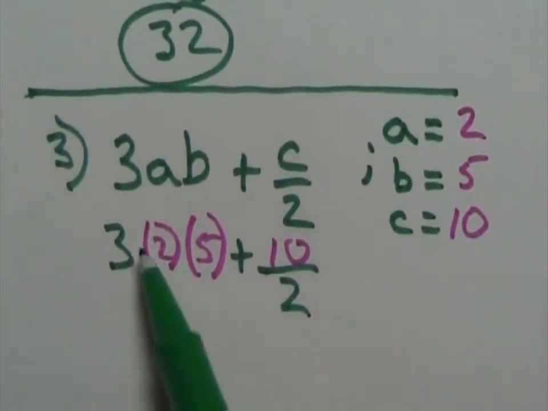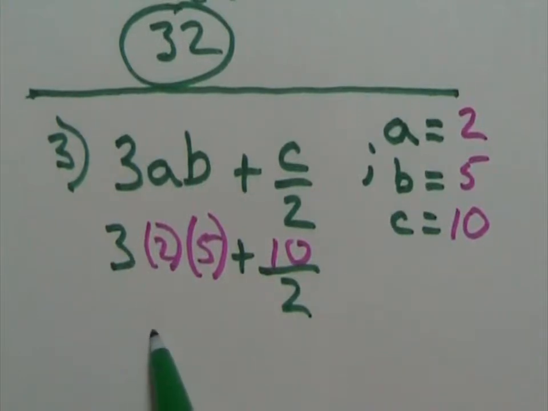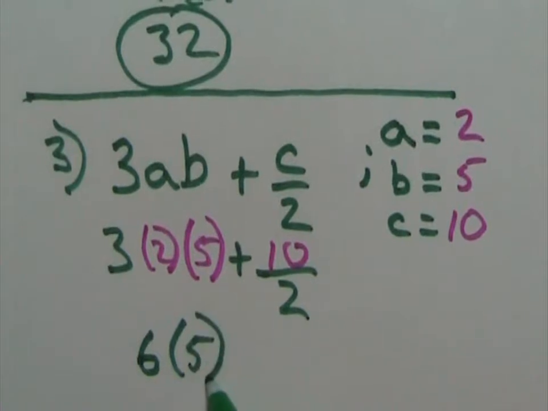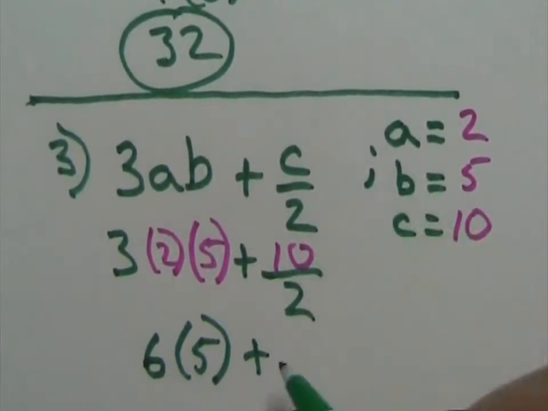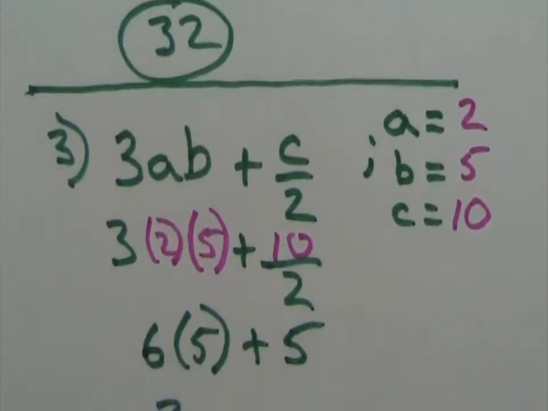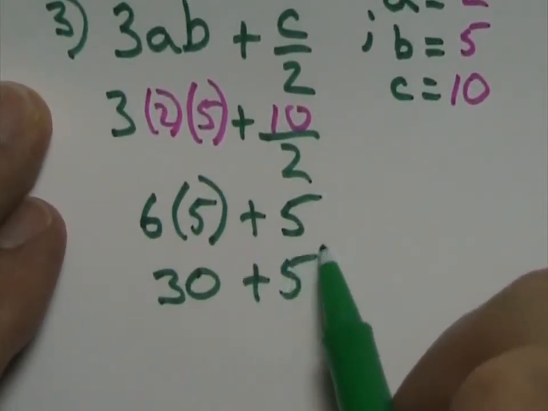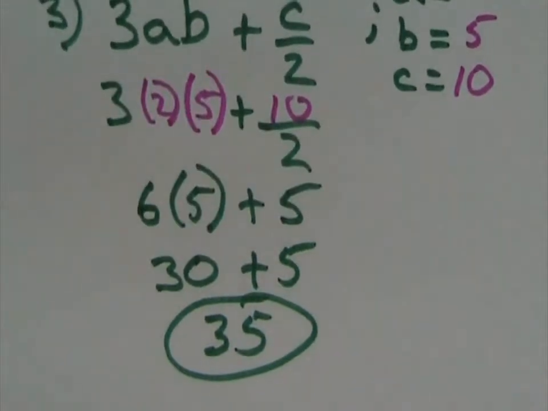Okay, so now I'll go ahead and multiply this out. I have 3 times 2. 3 times 2 is 6. And I'll bring the rest down. Oh, I can do this one. 10 divided by 2 is 5. So now I have times and I have plus. I'll do the times first. 6 times 5 is 30. And 30 plus 5 is 35.